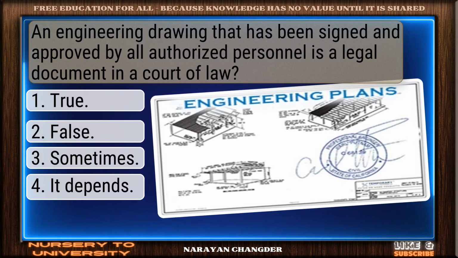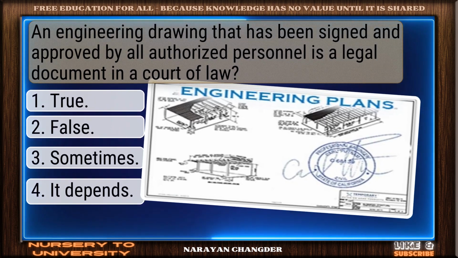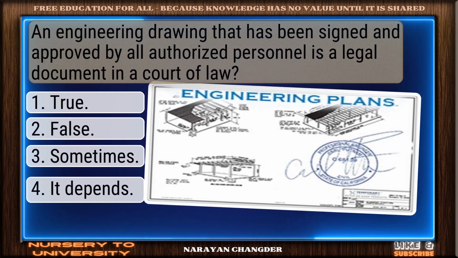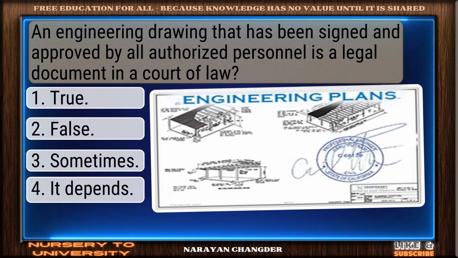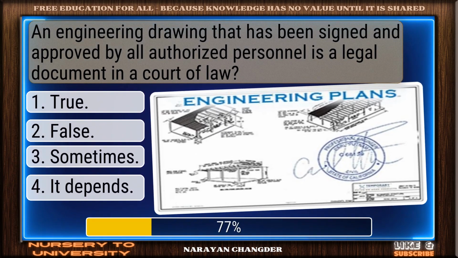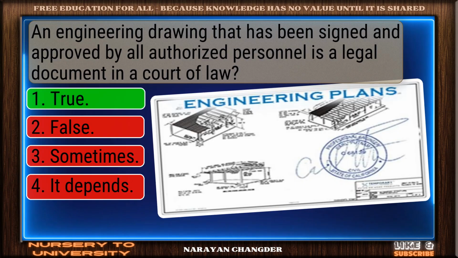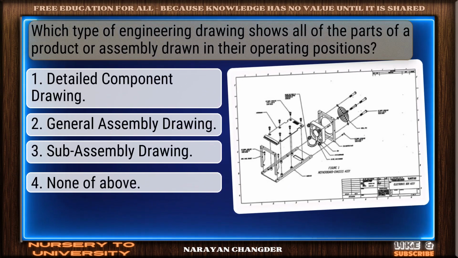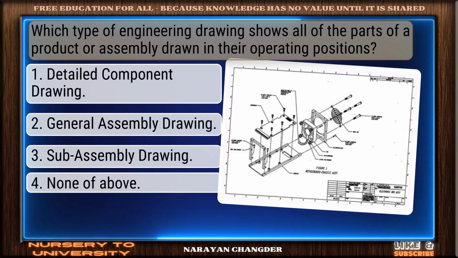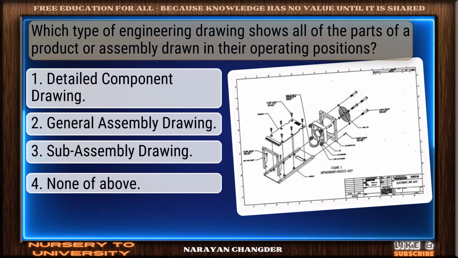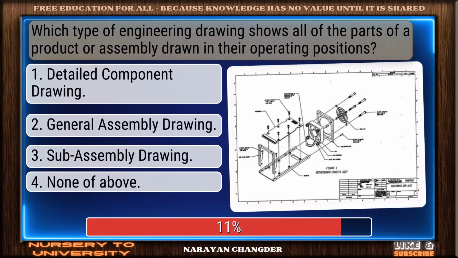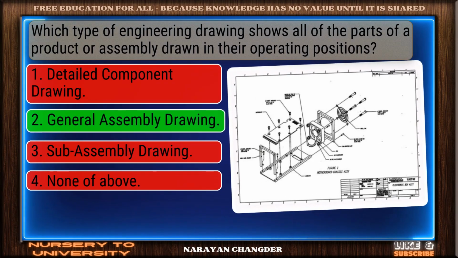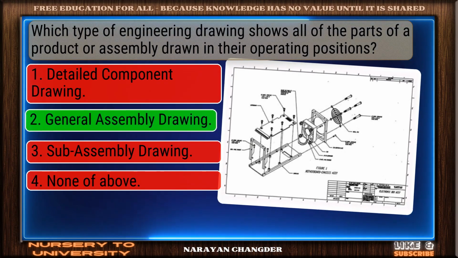An engineering drawing that has been signed and approved by all authorized personnel is a legal document in a court of law. Sharp thinking. True is the right choice. Which type of engineering drawing shows all of the parts of a product or assembly drawn in their operating positions? Strong choice. General assembly drawing is the right answer.